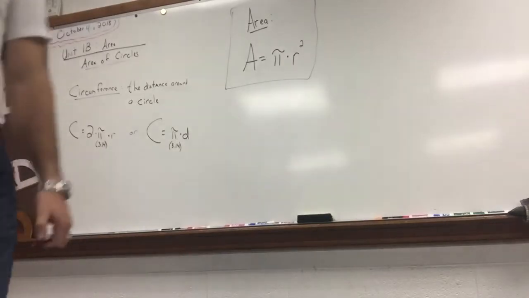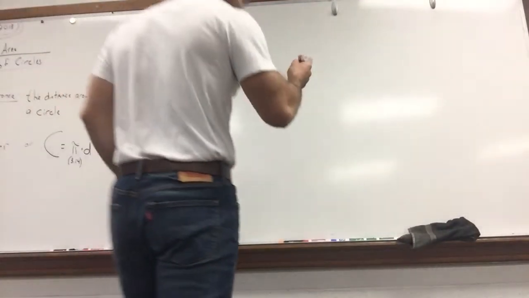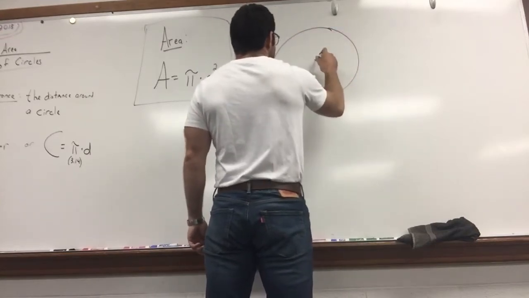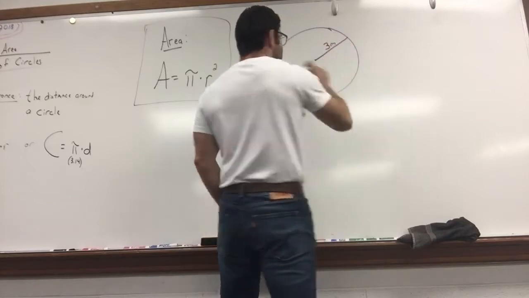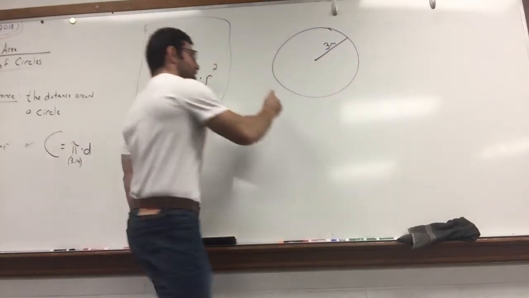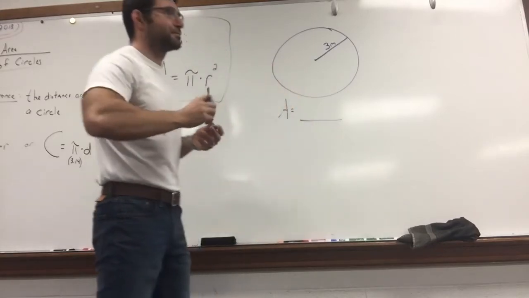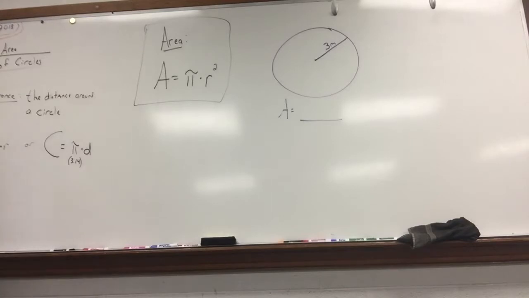Let's see a nice easy example. Here's my circle. There's my center. And it's going to say A equals stuff. We don't know what area is going to be. We need to figure out what the area is going to be.